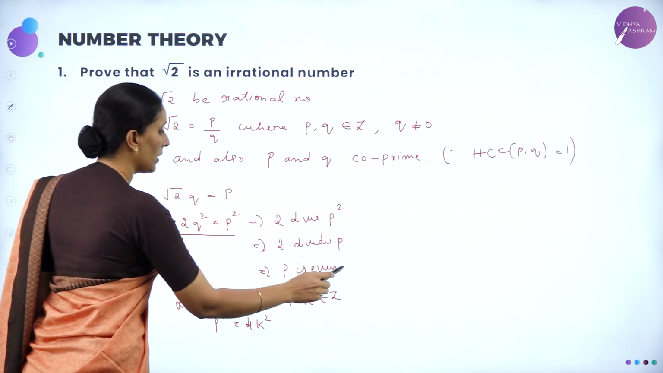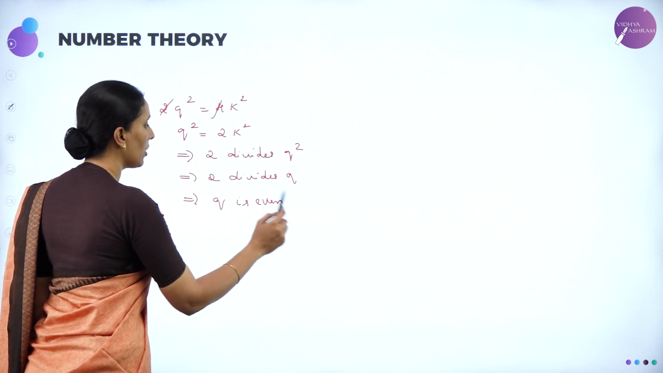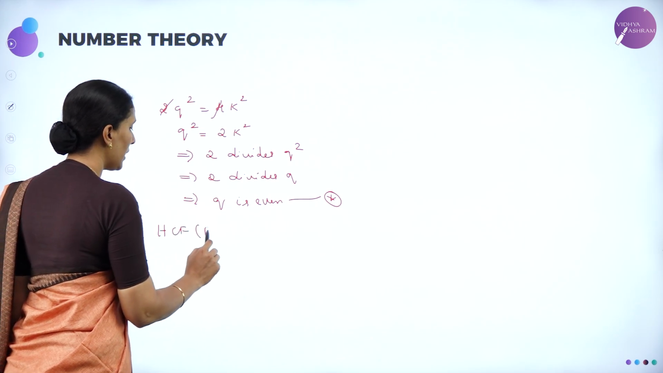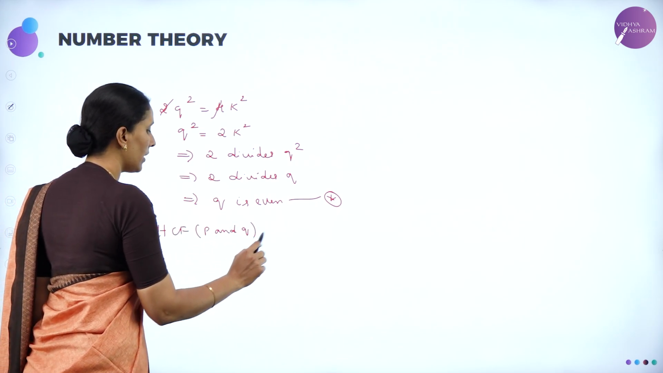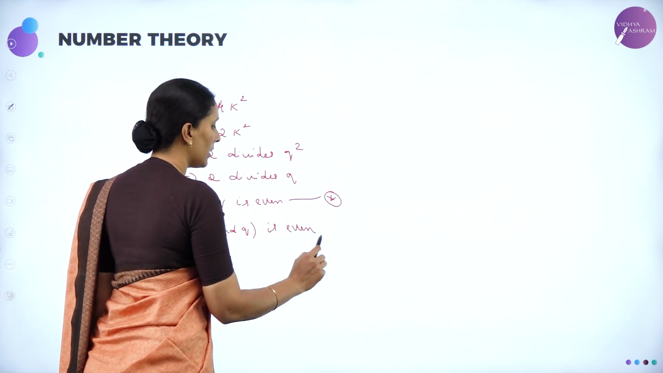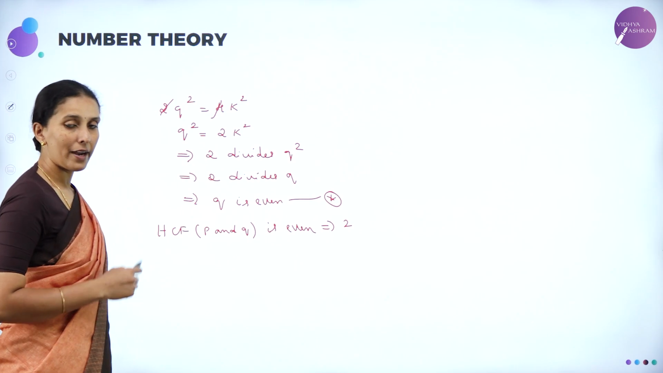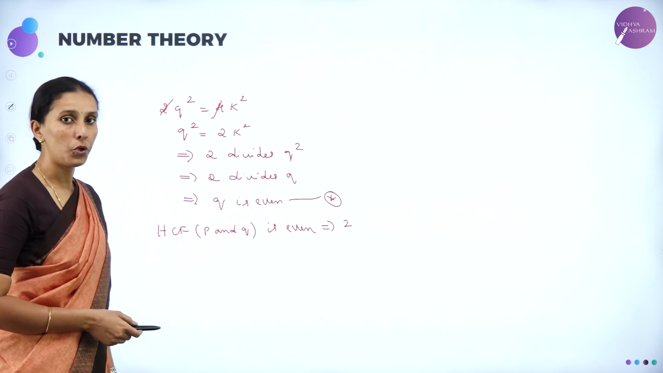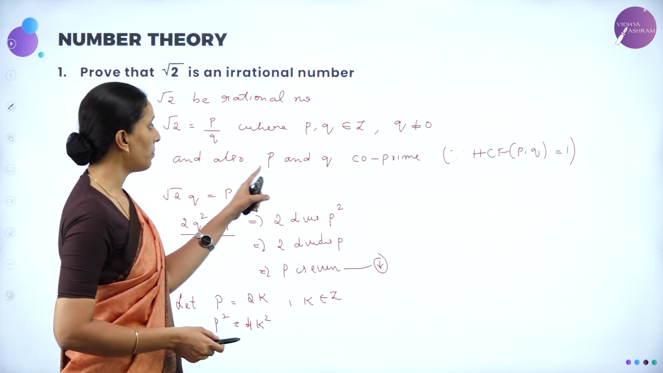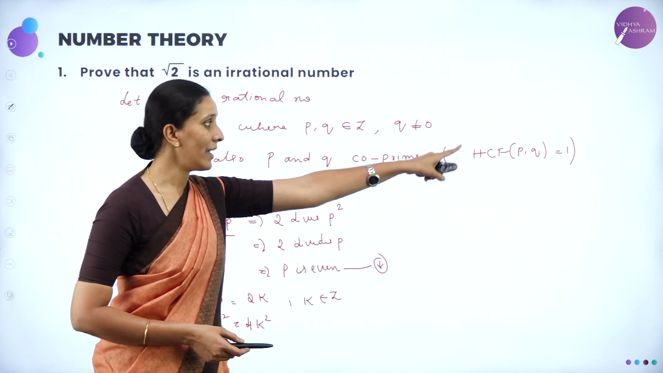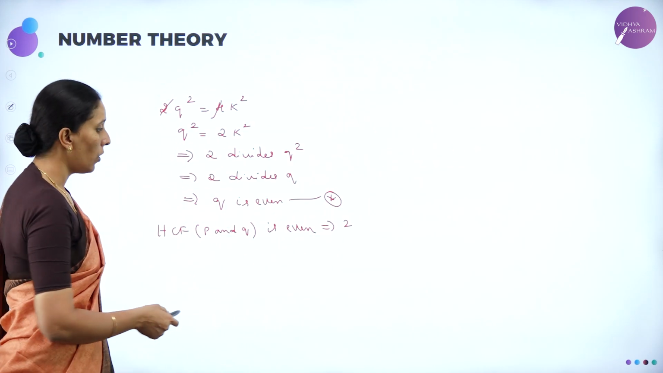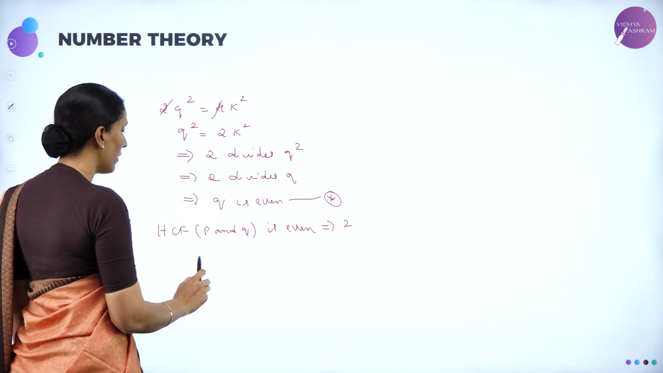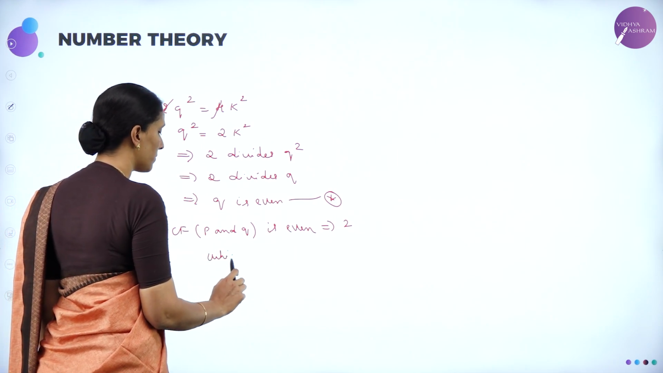So here we got p is even and here we got q is even. So that implies HCF of p and q is 2, because 2 divides p and 2 divides q. But according to my assumption, p and q are co-prime numbers, which means the HCF of p and q is equal to 1. So here I am getting the statement that HCF of p and q is 2, which is wrong.